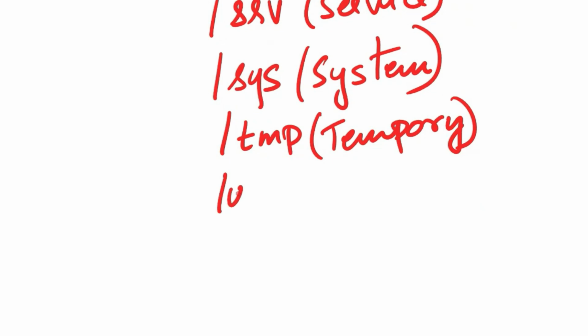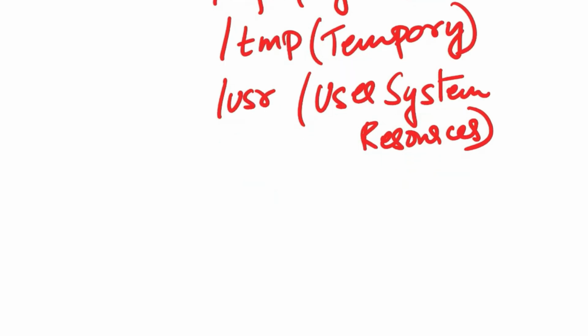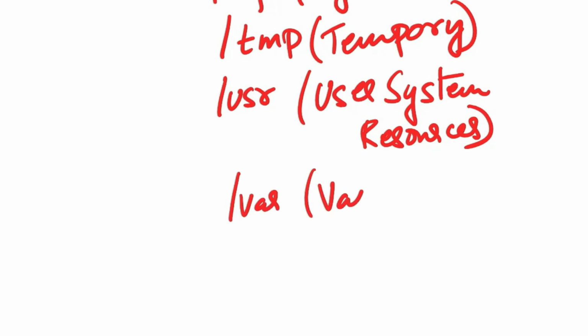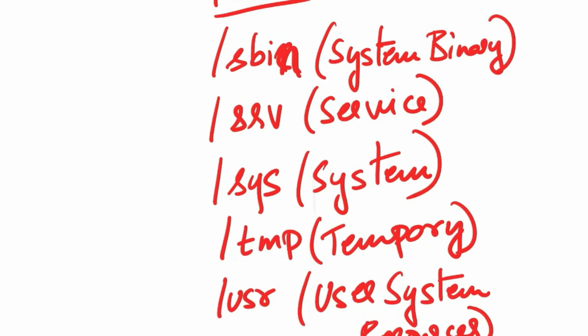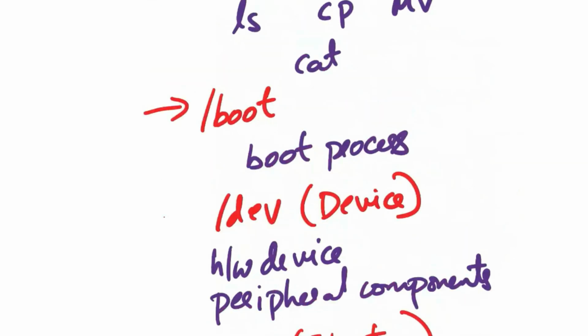Next, /usr, that is user system resources. This contains user related system resources including user commands, libraries and documentation. It is typically read only. Next, /var, variable. This directory holds variable data such as system log files, mail spools and temporary files that may persist between reboots. So this is a high-level overview of the basic directory structure in a typical Linux file system.